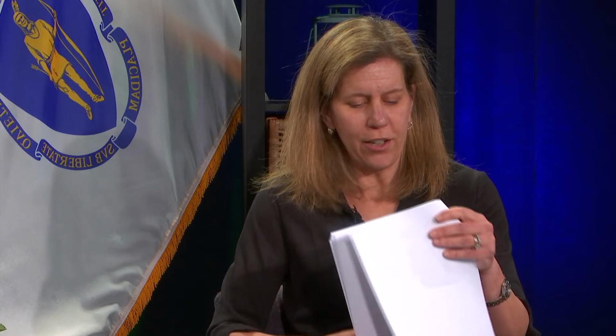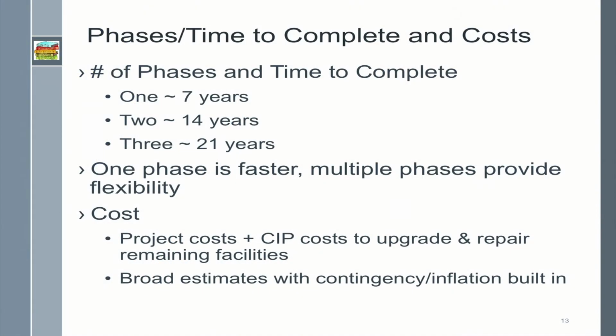Moving on to other characteristics that we're considering here. The next is phases of the project and time to completion as well as cost. The phases and time to completion are linked. So you'll see options that are done in one phase. They take about 7 years to complete. Some options are two-phased and they take about 14 years to complete, and options that require 3 phases take about 21 years to complete. I know you're probably thinking, how old am I going to be in 21 years?